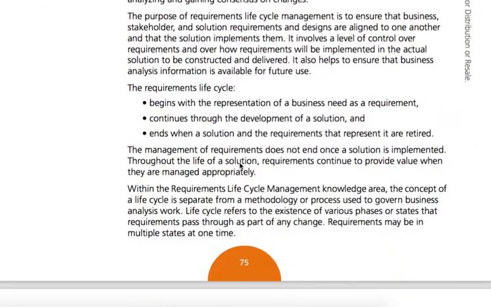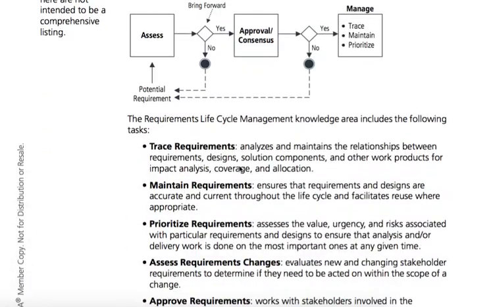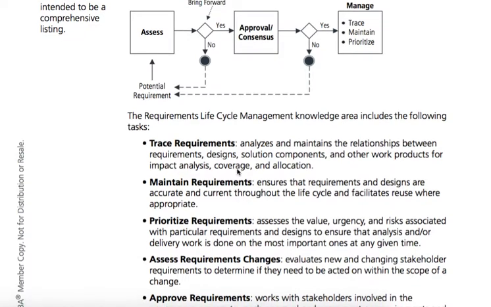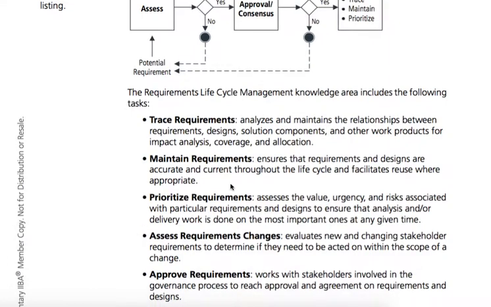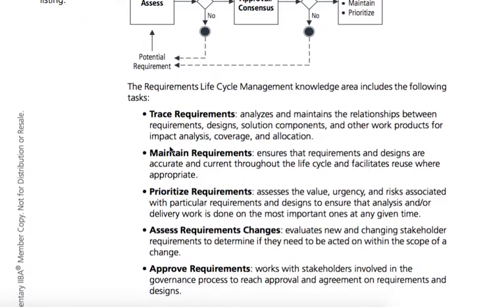If you see, the tasks are: trace the requirement. How do we trace the requirement? And how do we maintain the requirement, how do we prioritize the requirement, how do we assess the requirement changes, and how do we approve the requirement. So those tasks are all talking about how we handle the requirement after we elicit and confirm them, right? That's the basic process described here.